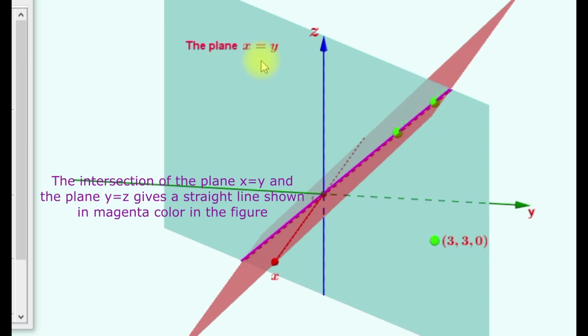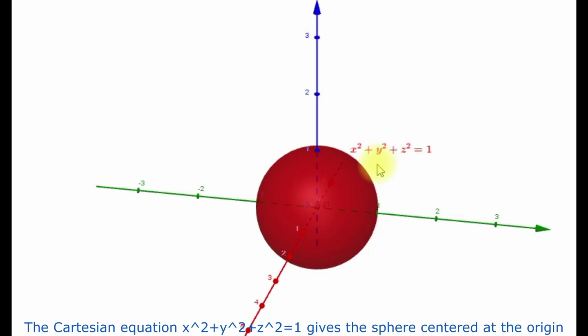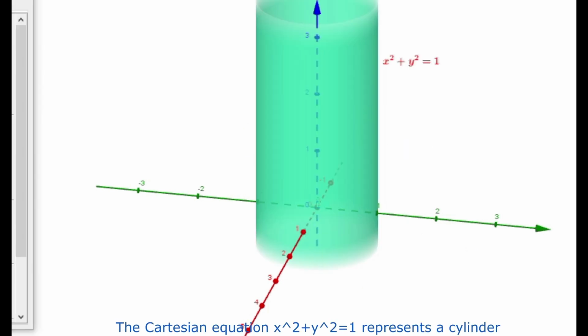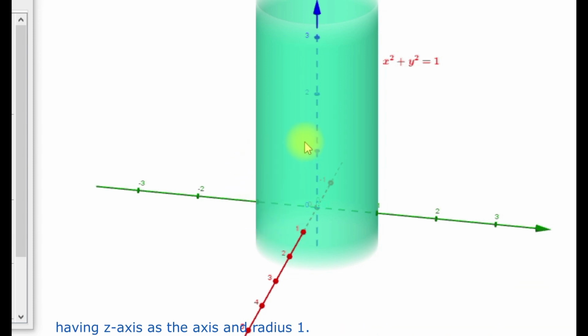The intersection of the plane x equal to y and the plane y equal to z gives a line, indicated by the magenta color. The Cartesian equation x squared plus y squared plus z squared equal to 1 gives the sphere centered at the origin and having radius 1. The Cartesian equation x squared plus y squared equal to 1 gives a cylinder having the z-axis as the axis and radius 1.